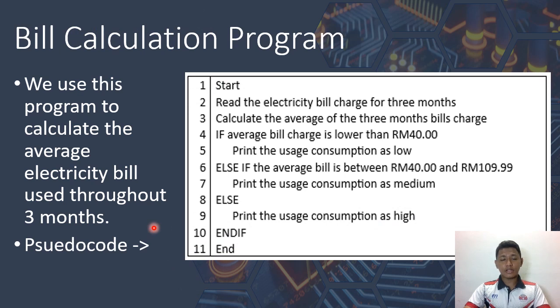And the other task that I was given is to write a program about bill calculation. So the pseudocode is, we will start first and we will read the electrical bill of 3 months, calculate the average. If it's lower than 40, it will be considered low. If it's between 40 and 110, it will be considered medium. If it's higher than 110, it will be considered high.